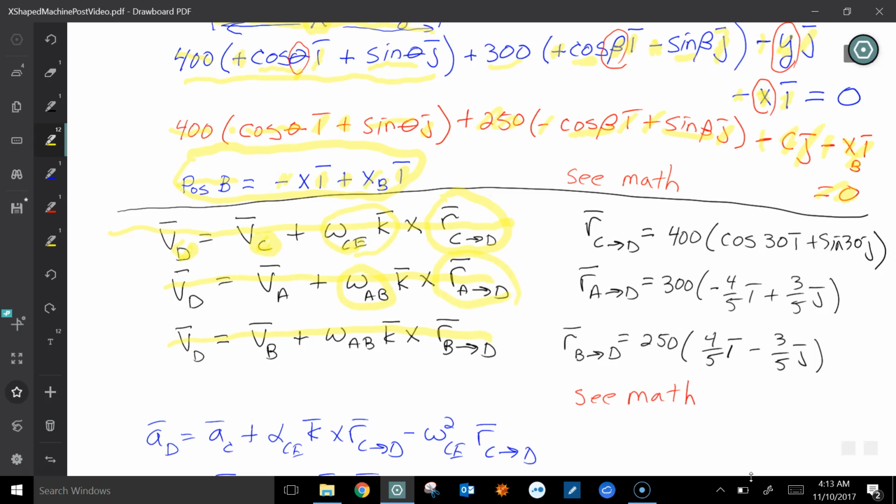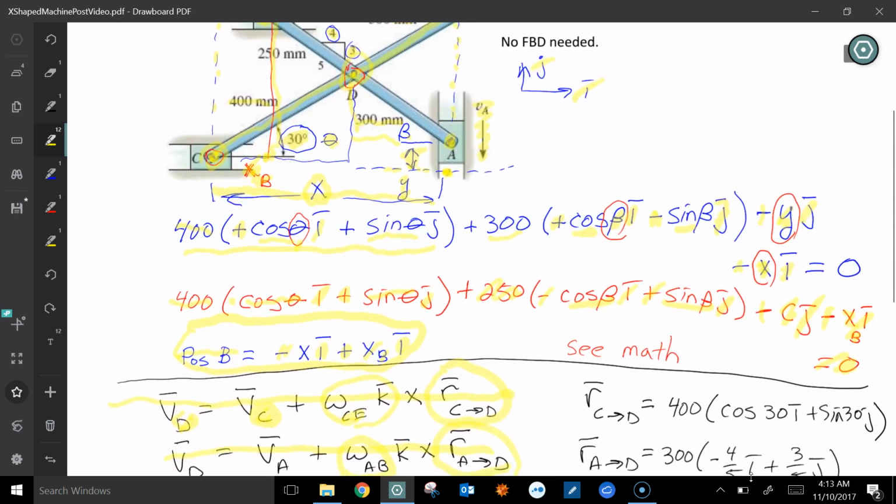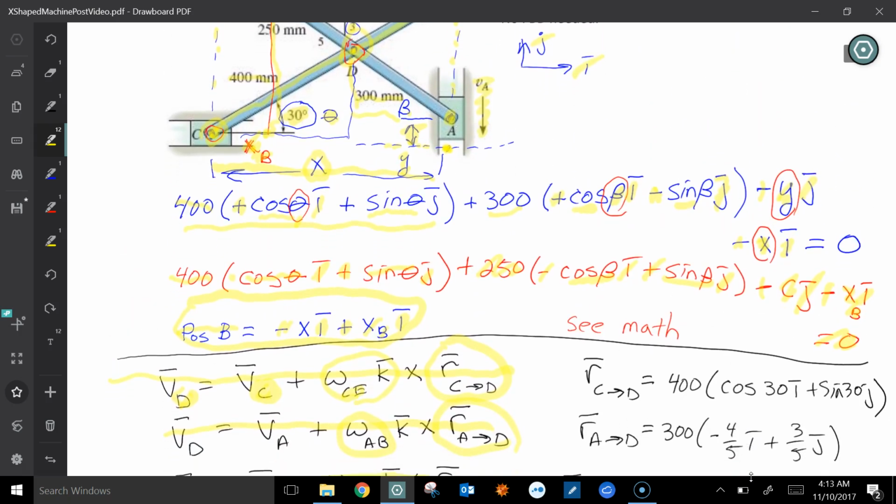Okay, so while we're at it, we're going to go ahead and write down the position vectors. So the R from C to D is given by this right here. And notice I'm using 30 degrees. It's because you don't take a derivative of the special point equations. And so you can put in constant values, or the values that they are right now.